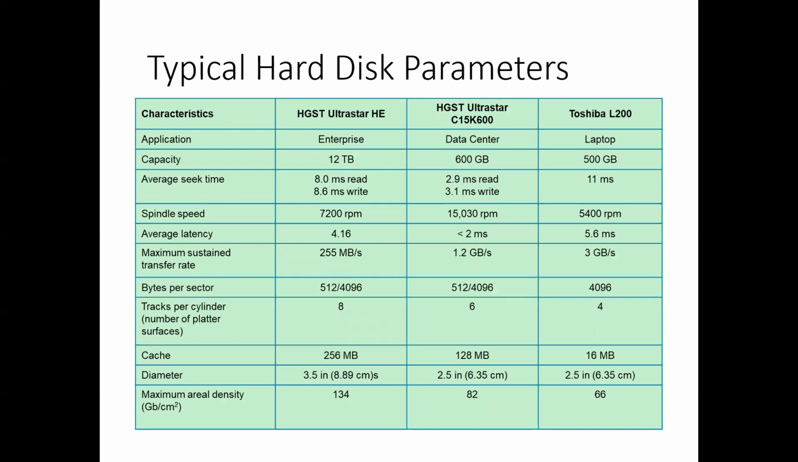And so here are some typical hard disk parameters from when the book was published. You can see some differences. The Ultrastar HE has a very high capacity, 12 terabytes, but it takes a lot longer for the seek time to get done, and the spindle speed is actually lower than the Ultrastar. So you can see different parameters, and the Toshiba is something that you might have in your laptop if you have a moderately recent computer.